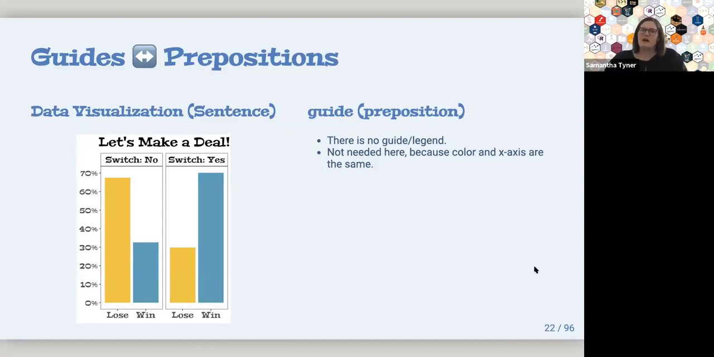So the next piece are the guides. And these are sort of like the prepositions. A preposition shows the relationship of a noun or a pronoun to other pieces of the sentence, right? And a legend does the same thing. It relates your aesthetic values to the data. Here there is no guide, and we don't need one because the color of the bars and the x-axis are identical. So we don't need to also differentiate between the colors by using a legend, so we just remove it.